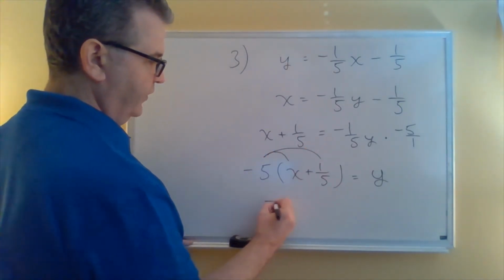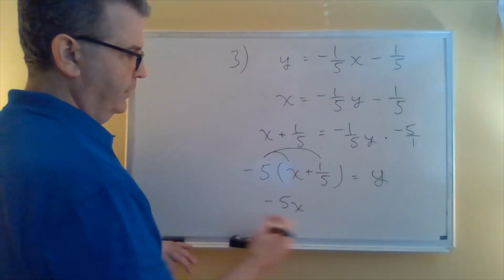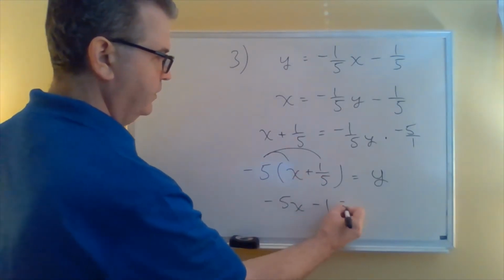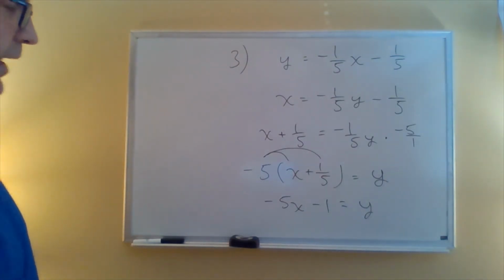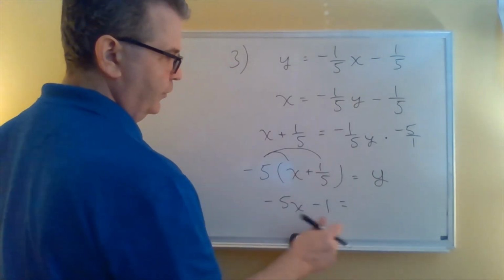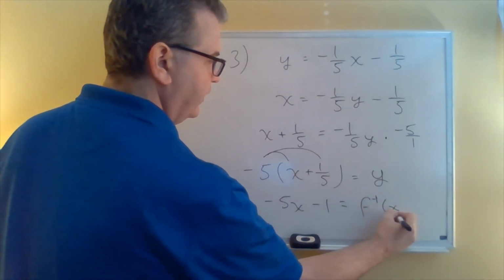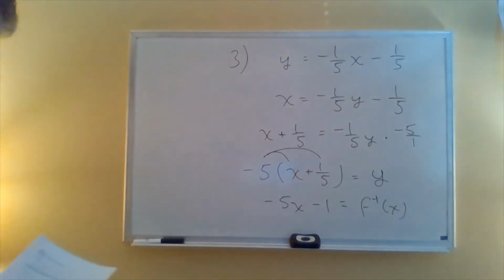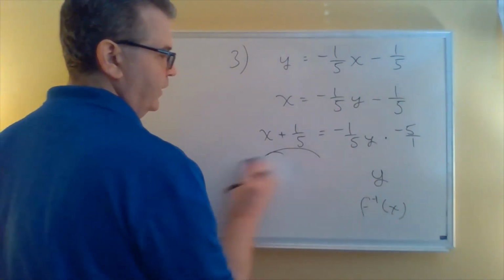-5 times x is a -5x. -5 times 1/5 is a -1. And there's our answer solved for y. Now we just need to change our y back to inverse notation. So we'll have f to the -1 of x equals -5x minus 1. Let's move on to number 4.